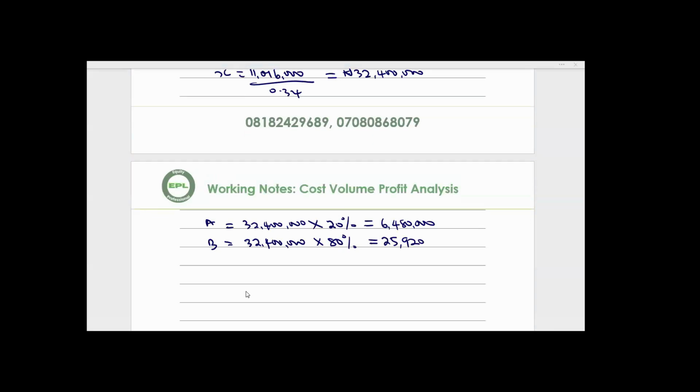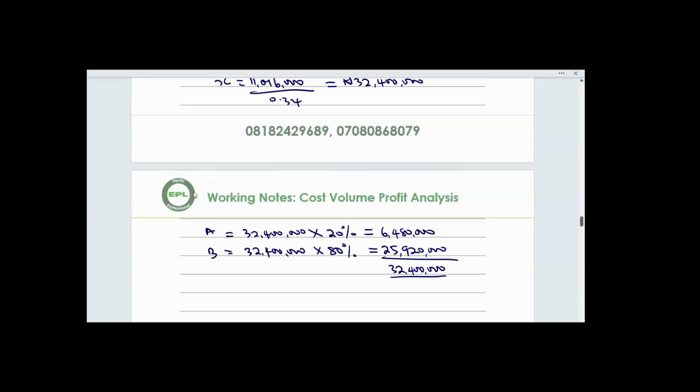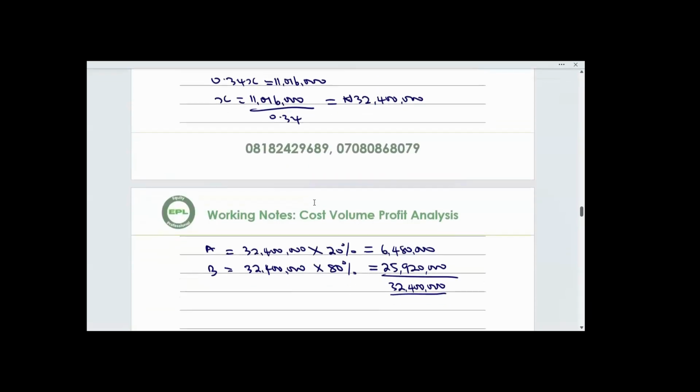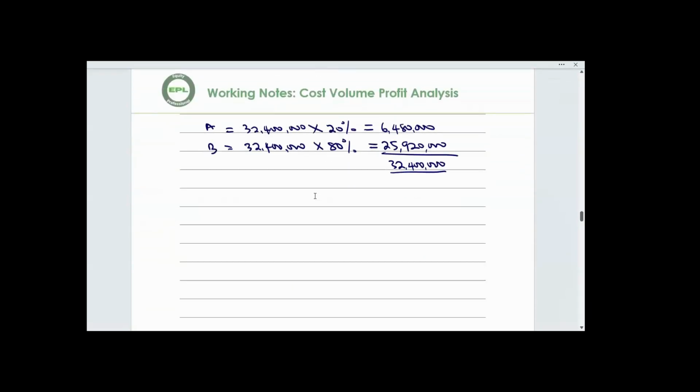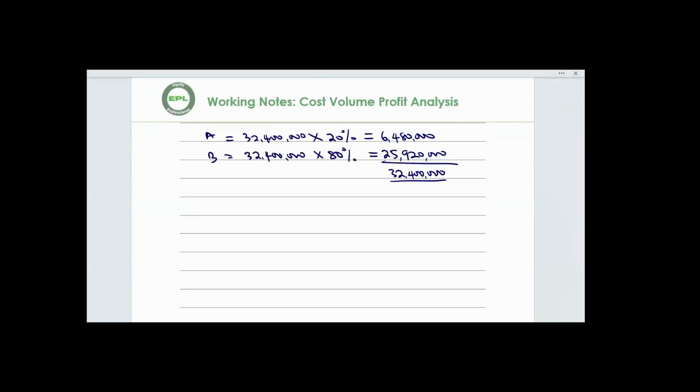Okay. So when you add it up, of course, it is still the same thing, 32,400,000. That is for that. 5 marks. This should be more than 5 marks. That's not fair on the part of the examiner.